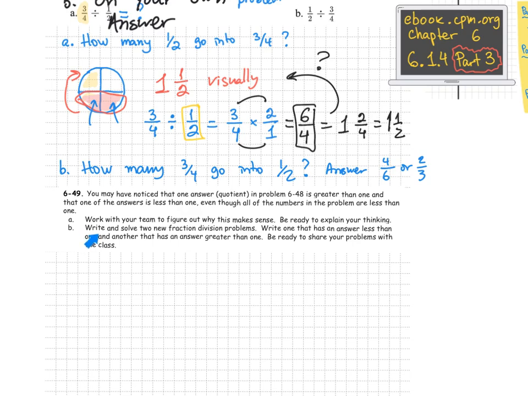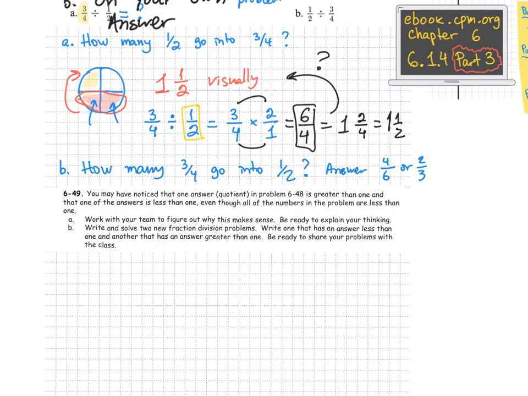Now example B, write and solve 2 new fraction division problems. So you're going to write it, you're going to solve it. Now what kind of problems? You decide. So you make up your own fraction and switch the order if you have to, but try 2 new things to where you're switching the order and see. It says write one that has an answer that is less than 1 and one that has the answer greater than 1. Be ready to share your problem with the class.